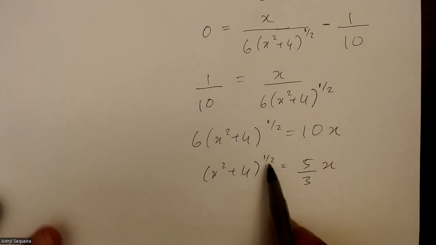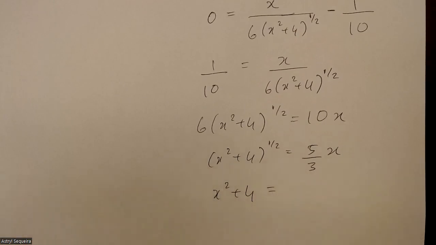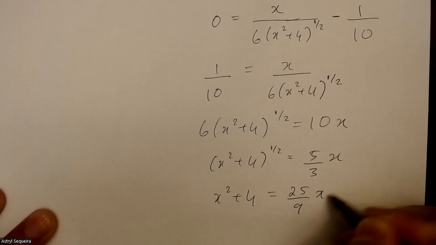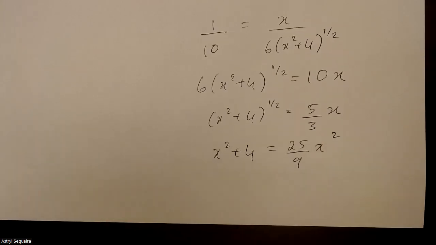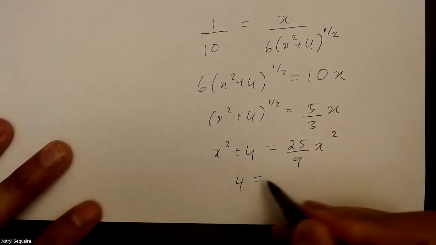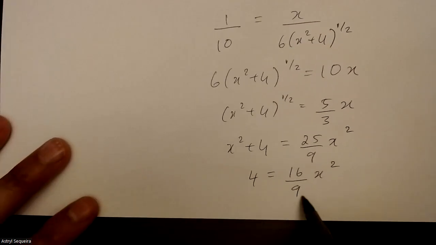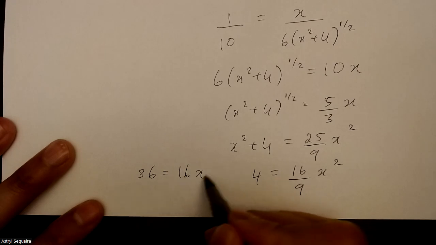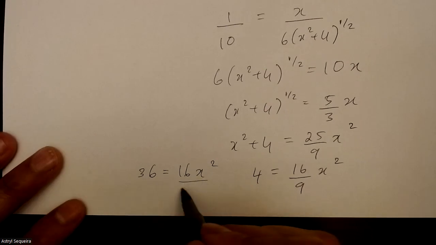Then I'll square both sides to get rid of this. So I have x squared plus 4 equals 5 over 3 squared, which is just 25 over 9, 25 over 9 x squared. I'll subtract the x squared on this side. So that's just 16 over 9 x squared. We'll multiply the 9 to the other side, so that's 36 equals 16x squared. I will divide both sides by 16.